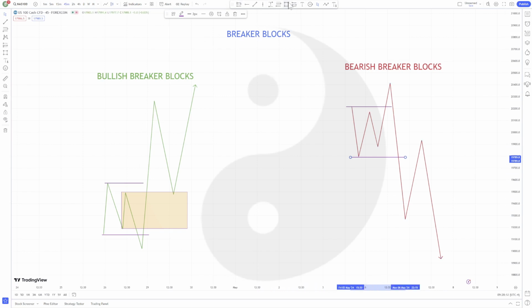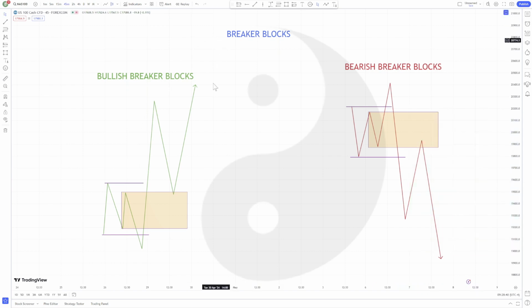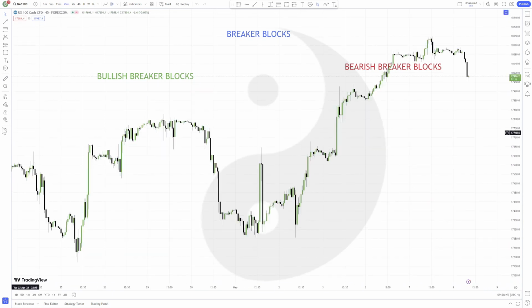Then we mark out our breaker blocks. We wait for price to return or retrace back to our breaker blocks. Then we set our entry, our stop level, and our take profit. Very easy but effective. So I'll be showing you a lot of examples on the charts, and then we move on. Okay, so let's go to the charts.